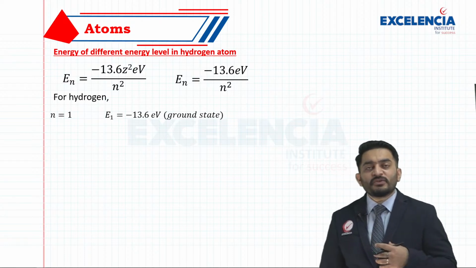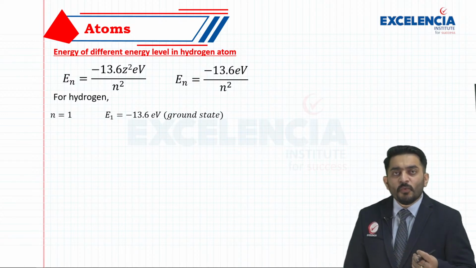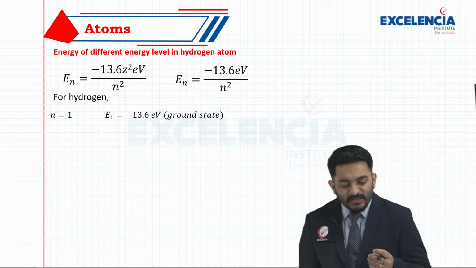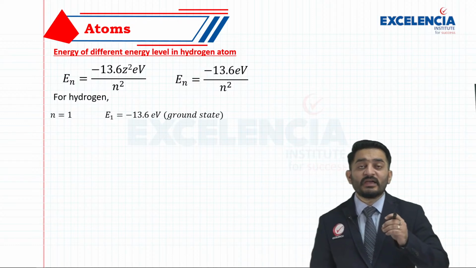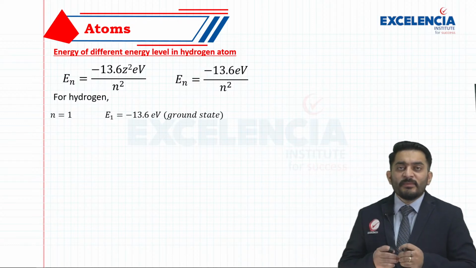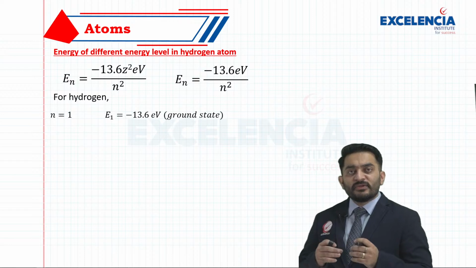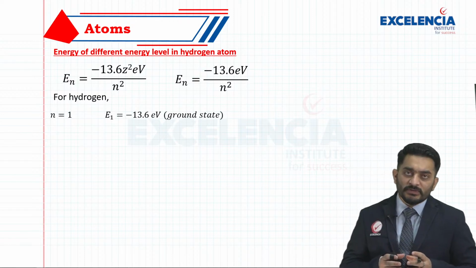Now when you see it over here, when I plug in n equal to 1, I get minus 13.6 electron volt, which is the energy in the ground state. So remember, whichever electron is present near the nucleus, it is in the most stable state.